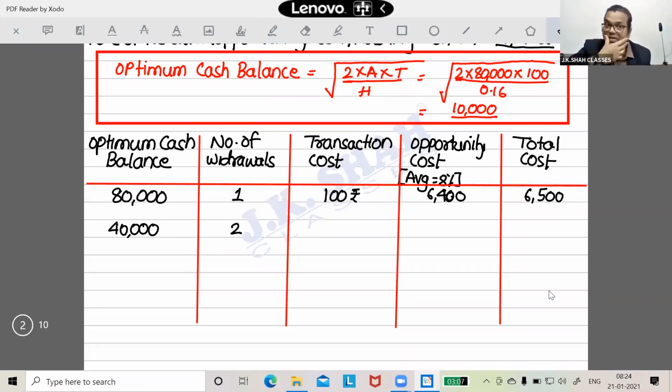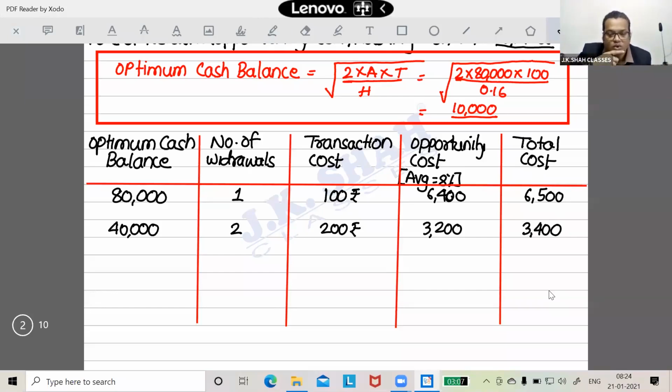Total annual requirement is how much? 80,000. So we will have to send the person two times, and we'll spend 200 rupees on the transaction cost. But now we lose interest only on 40,000. So 40,000 into 8% comes to 3,200. And I'm very happy. Significant fall in my cost. The total is only 3,400. Now I'm motivated to send my person again and again.